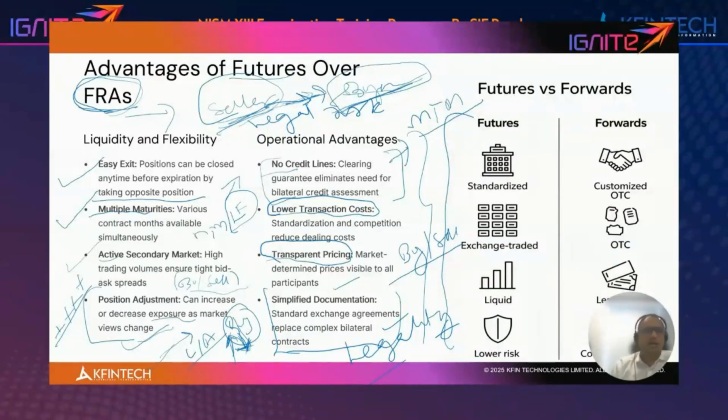Obviously, FRA also has a lot of advantages over futures. We'll see that in the subsequent slide. But for now, just understand that one of the key features of futures contract is liquidity, transparent pricing, less legal and counterparty risk, and the ability to double down or increase your positions significantly in a very short period of time.